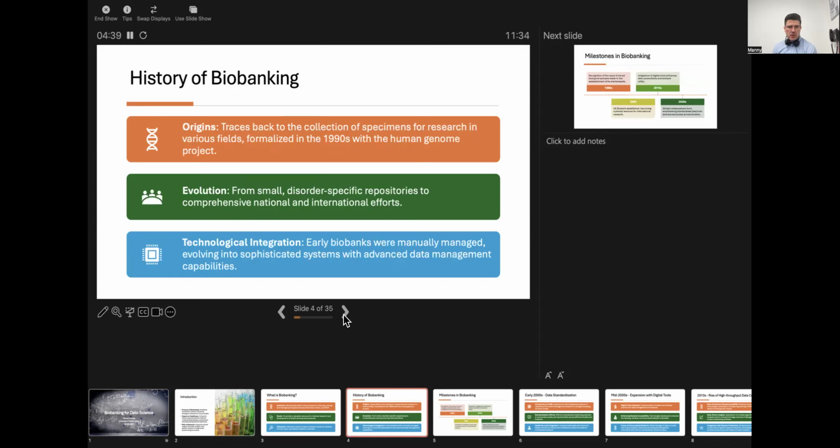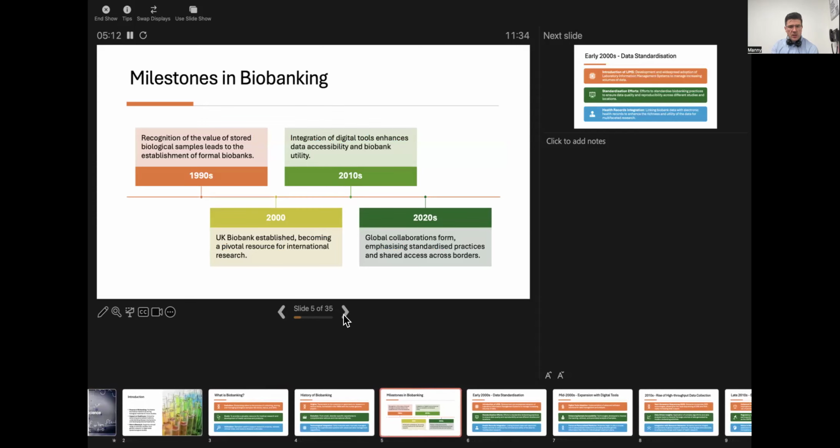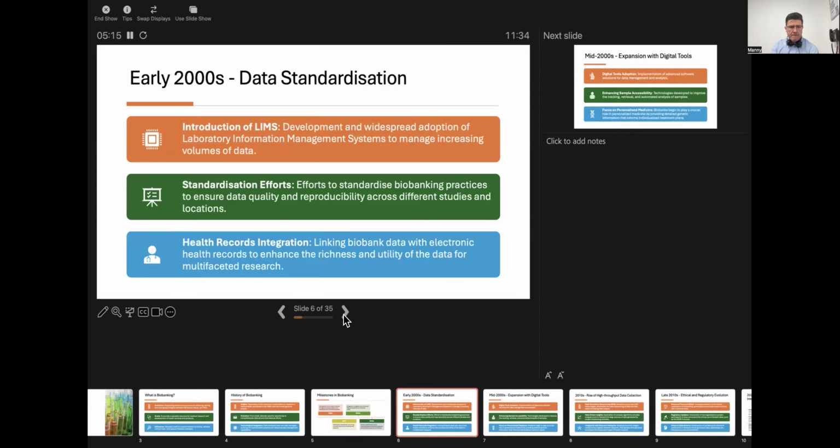So the collection of specimens has happened since the centuries, but it's only become formalized really through the Human Genome Project, which was started at the end of the 90s. And right now, with the advent of digital tools and AI, they become the base for research development. I'm gonna skip through that.